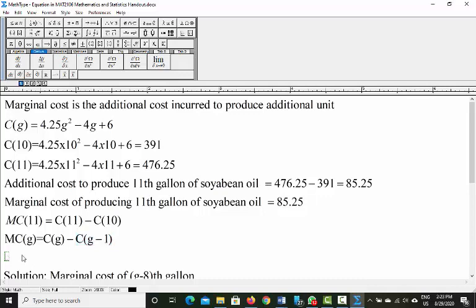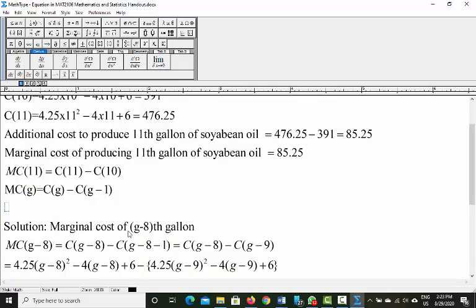So now here we have the marginal cost of producing G minus 8 gallon. Obviously, as I said before, this G minus 8 should come first. That means we want to first find the total cost of producing G minus 8 gallon, minus, so it will be reduced by 1. G minus 8 minus 1, that means G minus 9.